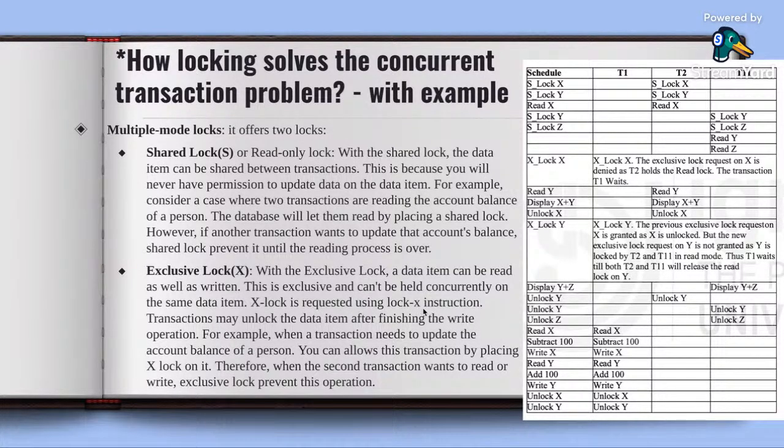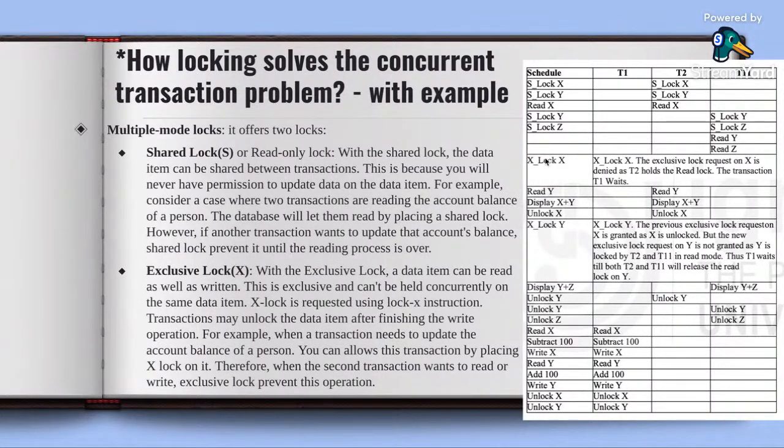X lock is requested using the lock-X instruction. Transactions may unlock the data item after finishing the write operation. For example, when a transaction needs to update the account balance of a person, you can allow this transaction by placing an X lock on it. Therefore, if a second transaction wants to read or write, the exclusive lock prevents this operation.